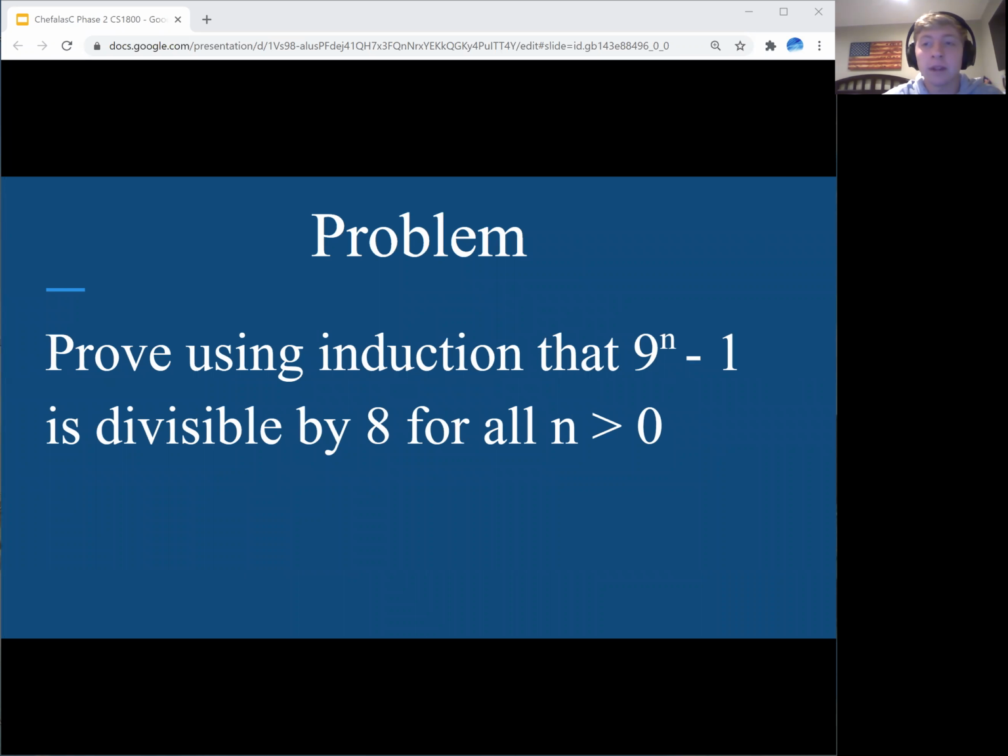In this video, we'll prove that 9 to the nth power minus 1 is divisible by 8 for all n greater than 0 through proof by induction. In other words, we'll prove that all powers of 9 that are greater than 0 that are subtracted by 1 are divisible by 8. Since the problem is asking us to prove this for n greater than 0, we will be using weak induction to prove our claim.